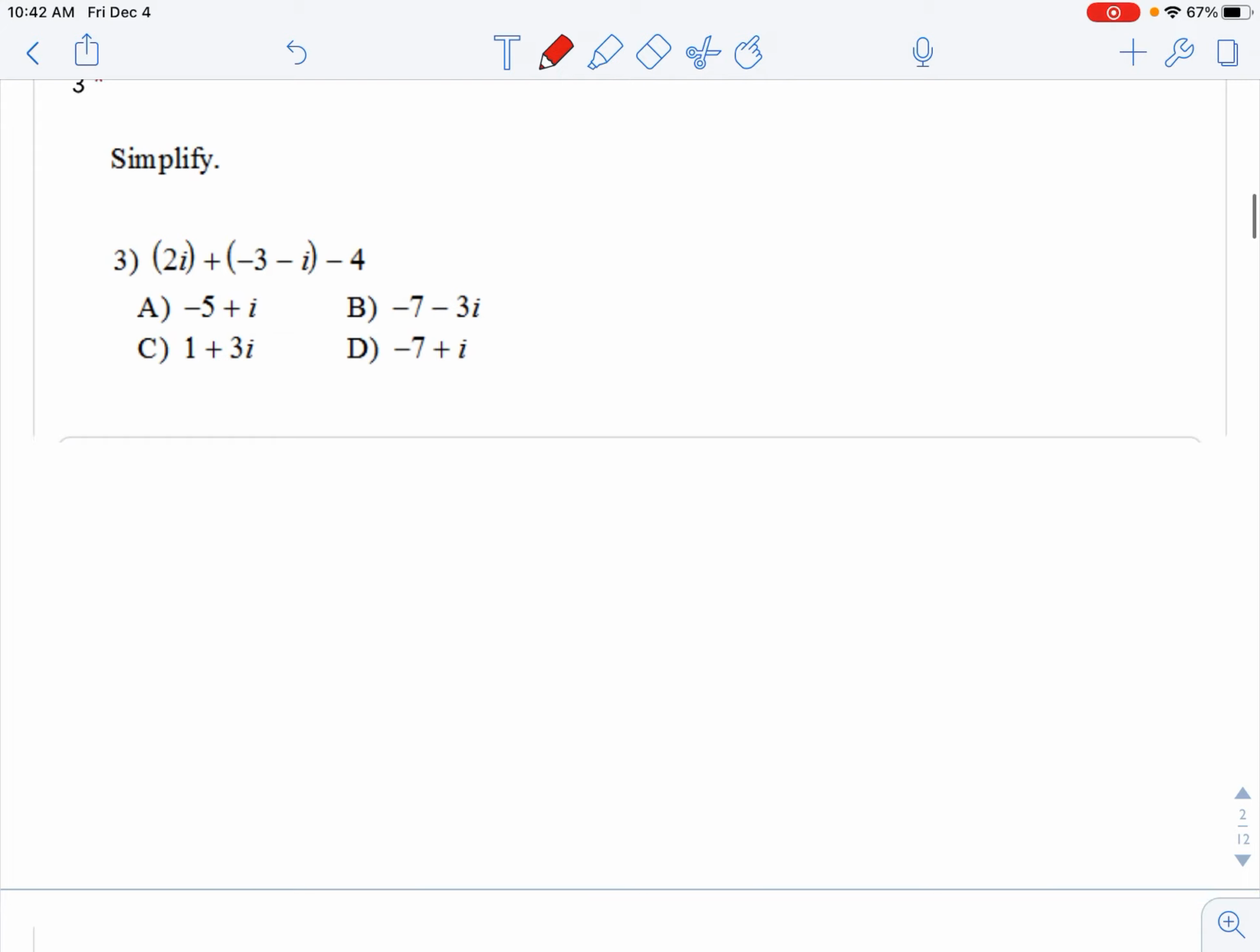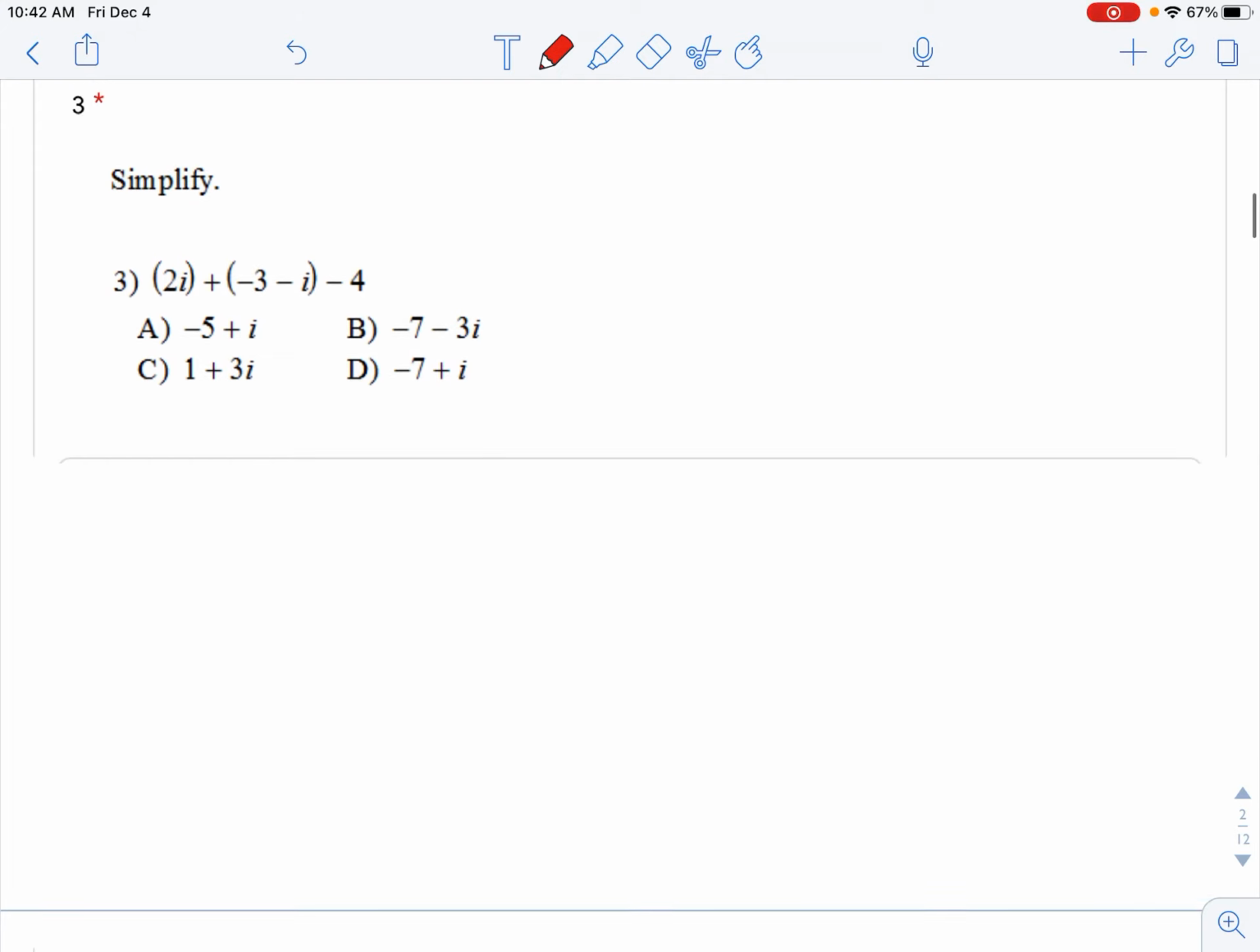Number 3, simplify. In simplifying complex numbers, you just treat i like it's a variable. In this particular example, the parentheses don't really do anything. Sometimes there's a number in front of the parentheses that you have to distribute, but that's not the case here. You can look at this plus -3 and just change it to -3, minus i, minus 4. 2i minus i, those are like terms. That's 1i, and then -3 minus 4 is -7. And if you reorder that, you get -7 plus i. That is a positive i, and that is choice D.